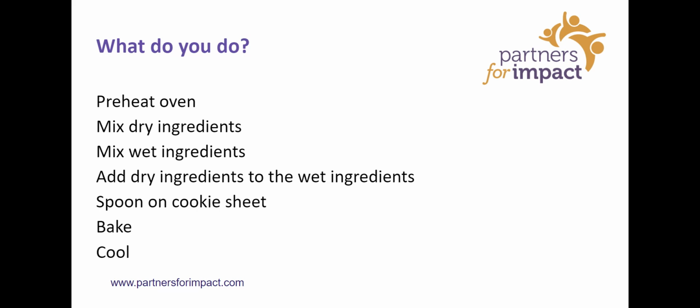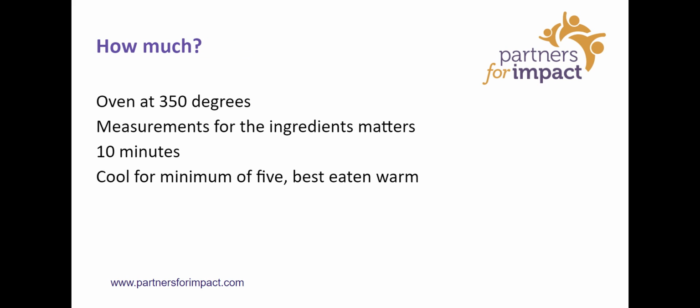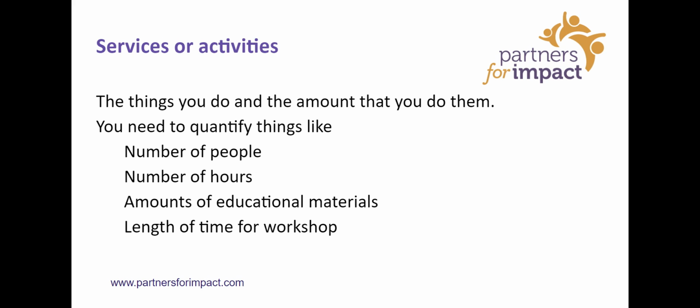What you do? Well, in baking cookies, you preheat your oven, you mix your ingredients together, you spoon the cookie dough on the sheet, you bake it, and you cool it. And then you get to eat it, right? So, what's missing here, though, are the amounts, right? When you're doing things, you also need to know, well, you need an oven at 350 degrees. You need your measurements for all the ingredients. You need your time for how long you bake them, and you cool them for a little bit. But you can say it's best to eat those things really warm, right? So those are your services or activities.